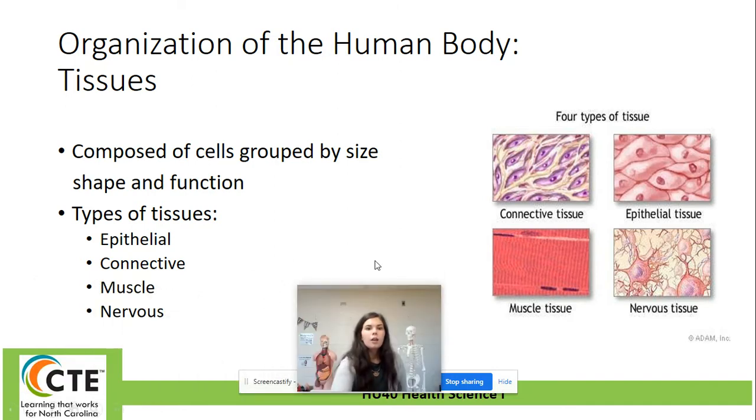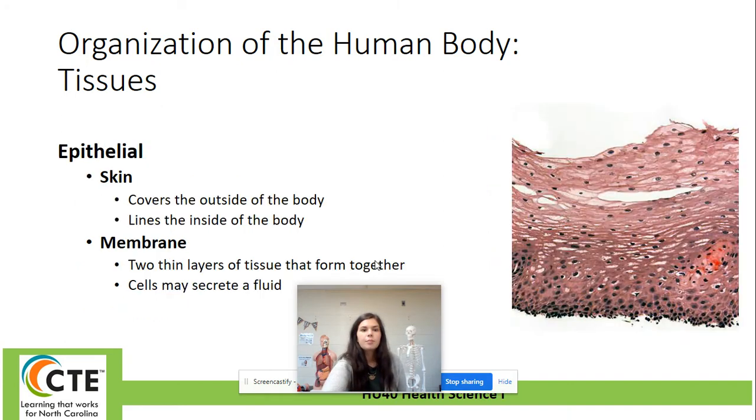Okay. So the first thing we're going to talk about is organization of the human body and its tissues. Tissues are composed of cells grouped by size, shape, and function. As you can see, there are 4 different types of tissue: epithelial tissue, connective tissue, muscle tissue, and nervous tissue. And they all have different functions.